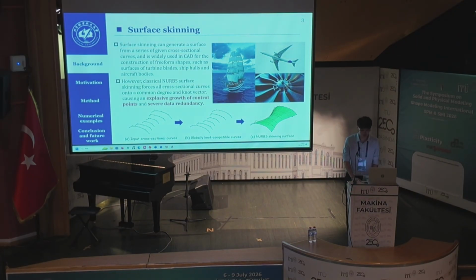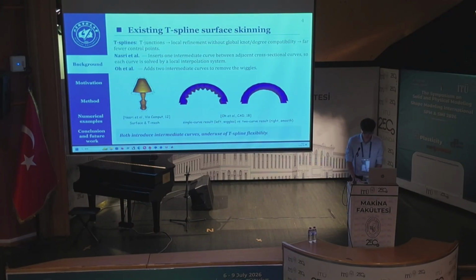The classical approach relies on NURBS, but NURBS requires all the curves to share a common knot vector, which introduces numerous redundant extra control points. These limitations are what motivated the development of T-splines. By allowing T-junctions, T-splines support local refinement, which makes them a natural fit for the skinning problem.